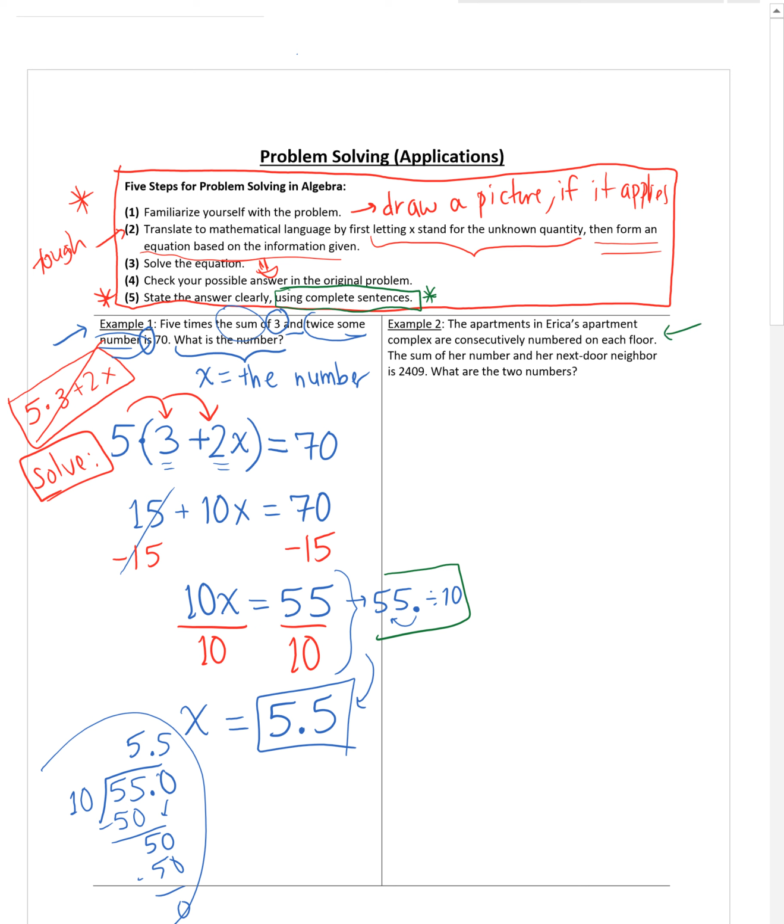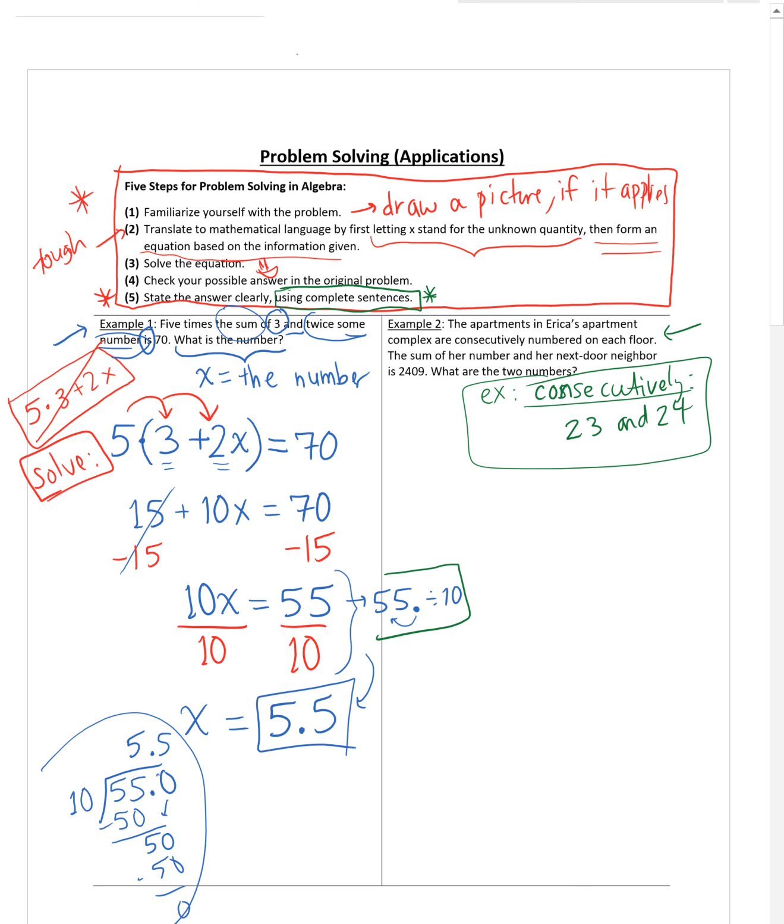So I think this one's more complicated because what does it say? The apartments in Erica's apartment complex are consecutively numbered on each floor. So just so you know, if they say consecutively numbered, that means, what are two consecutive numbers? I'm just making them up right now. How about 23 and 24? They're just two whole numbers that are right next to each other, that's all.